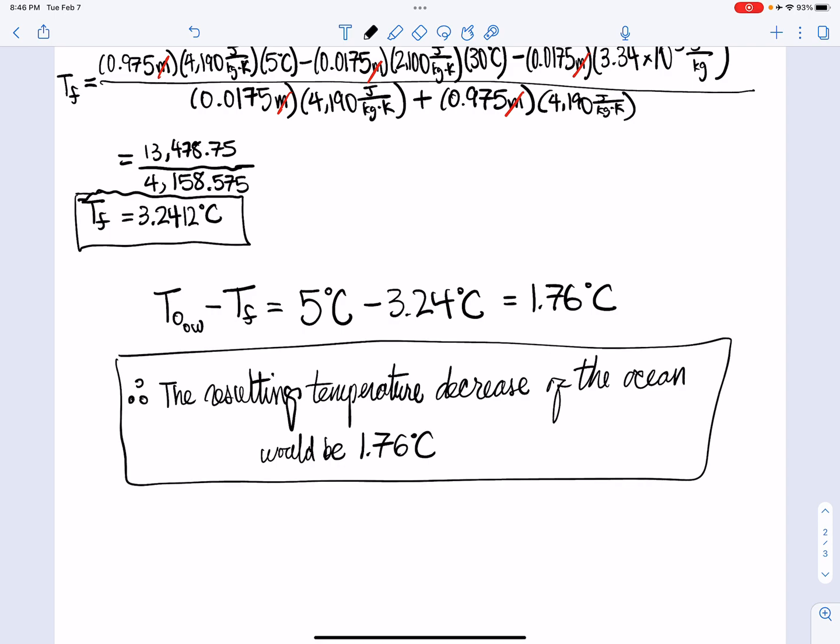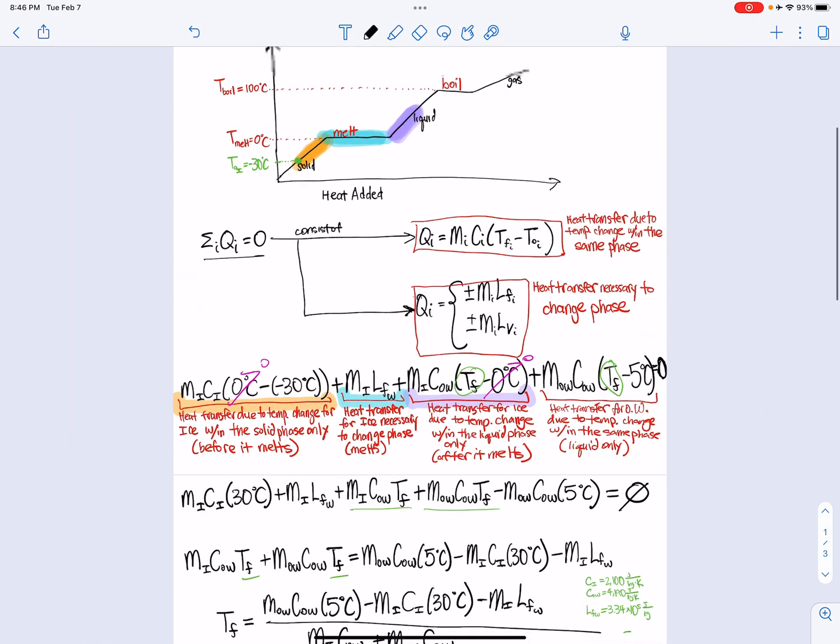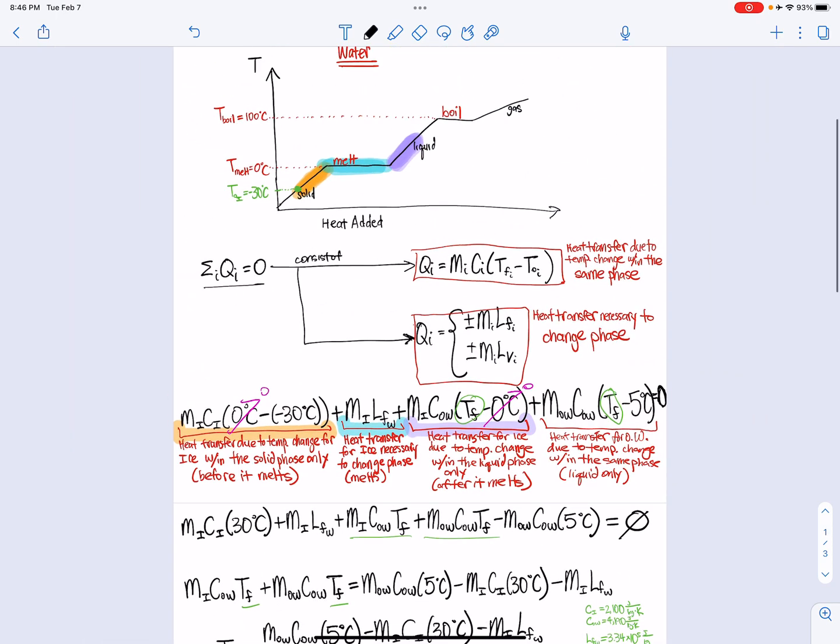Okay, hopefully that helped, and hopefully you understood why we had to have three categories for ice, considering the different phases from solid to melting to liquid: before it melts, during melting, and after melting. All right, hope that helped.